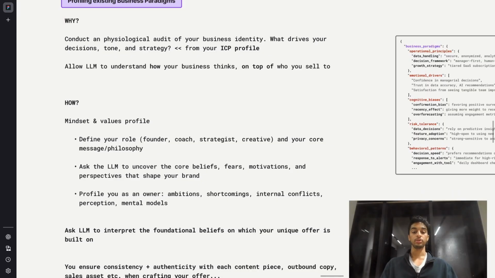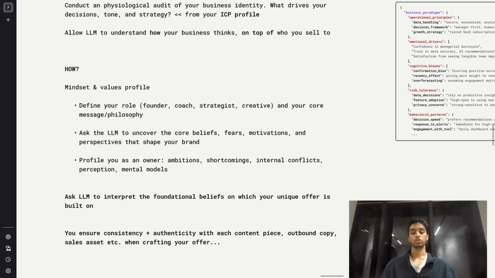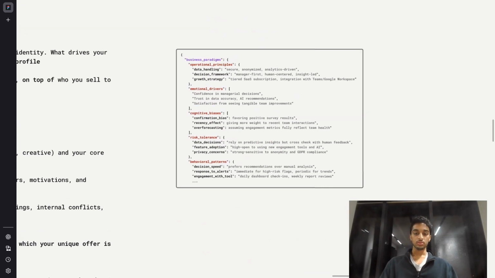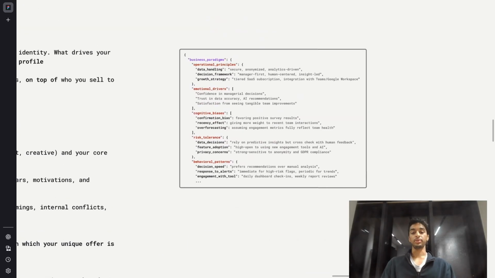And then from there, you can move on to your beliefs, your fears, your motivations, and then also things like ambitions, shortcomings, internal conflicts that you may have had in the past. And you can use AI to write each piece of outbound copy using these foundational beliefs that you have compiled. So, for example, operational principles would be like, how do you handle data? How do you make decisions? Is it manager first, human-centered, insight-led, just things like that.